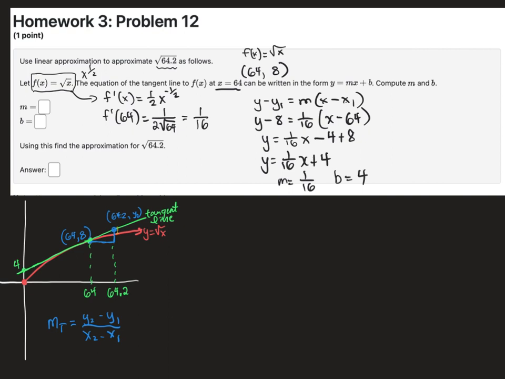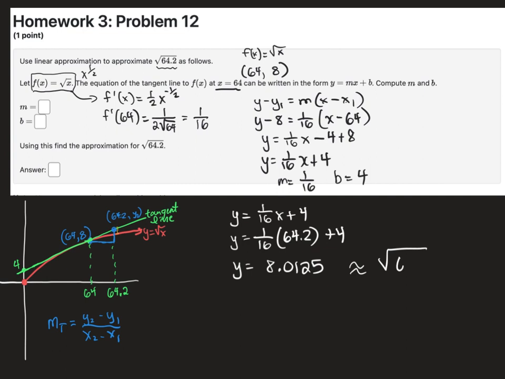So we're going to use the equation of the tangent line. So y equals 1 over 16x plus 4. And we're going to use an x value of 64.2 so that we get an approximate value for the y. And you could just put that in the calculator. Actually, I'm going to have to put it in the calculator. So if we go 64.2 divided by 16 and then plus 4, you get 8.0125 would be the approximation for the square root of 64.2.